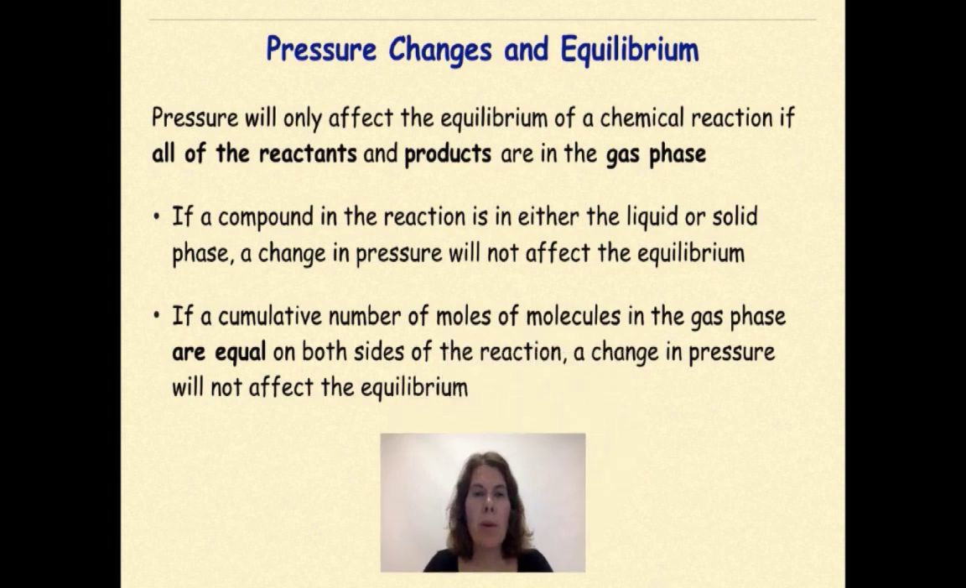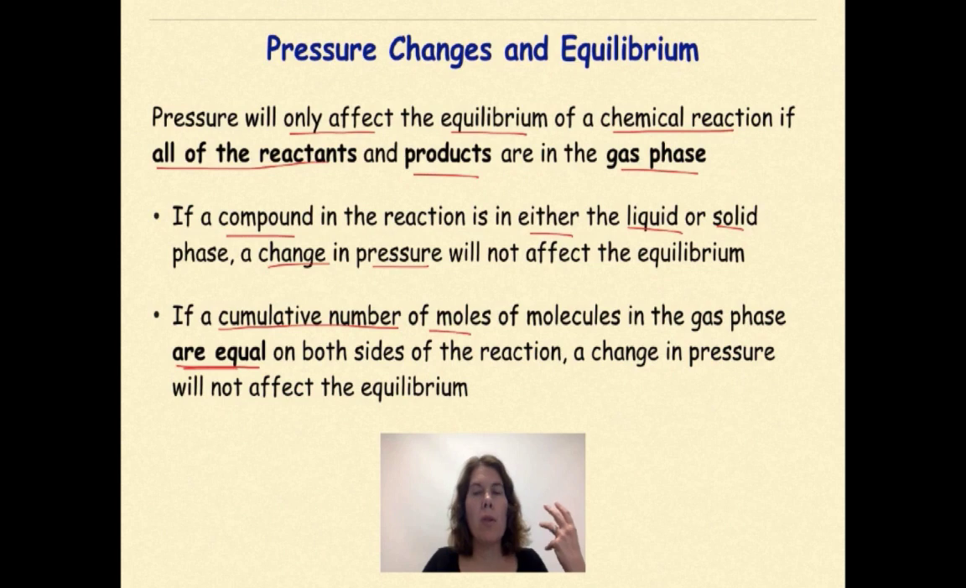Pressure will only affect the equilibrium of a chemical reaction if all the reactants and products are in the gas phase. If a compound in the reaction is in either the liquid or the solid phase, a change in pressure will not affect the equilibrium. If the cumulative number of moles of molecules in the gas phase are equal, in other words, we add up the number of moles on the reactant side and the number of moles on the product side, and it turns out that the number is the same, a change in pressure will not affect the equilibrium, and you need to watch out for this one.